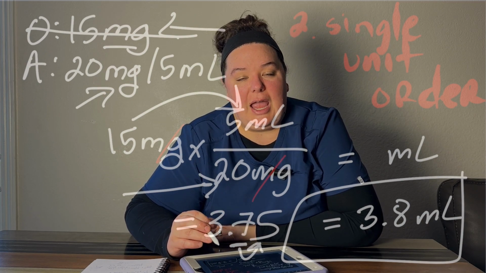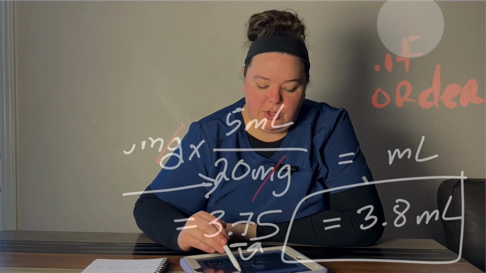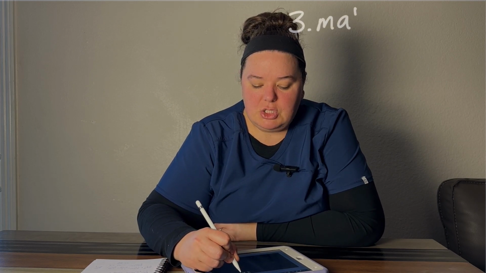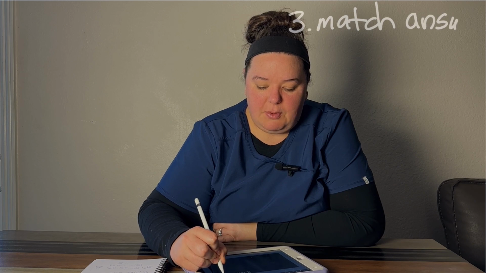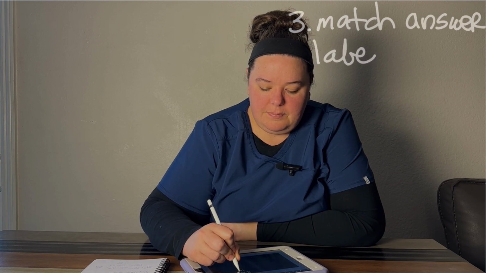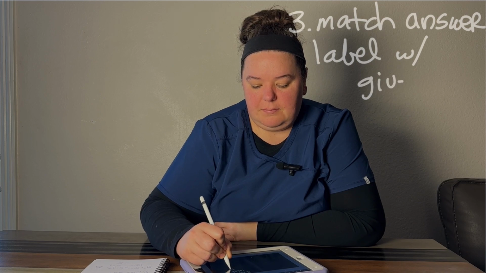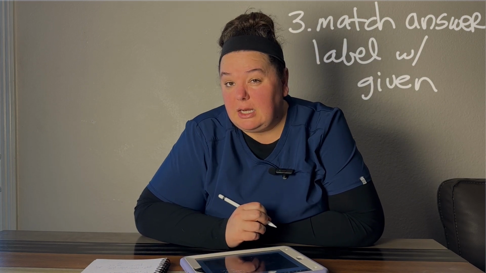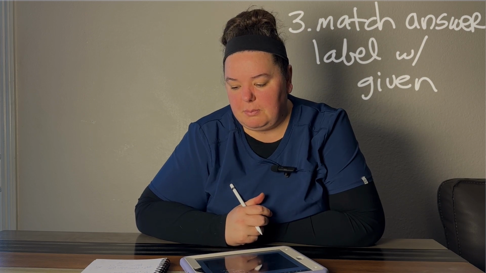Now let's go ahead and take a look at our third problem and our third golden rule. And remember, our first golden rule: if there's a weight, we always start with weight. Second, a single unit order. So if your order only has one label in it, you're going to start with that. But what happens when neither one of those things are true? We're going to go ahead and use our third golden rule. That's going to be match the answer label with our given. Okay, and let me go ahead and explain a little bit and show you, and it'll make a little bit more sense.